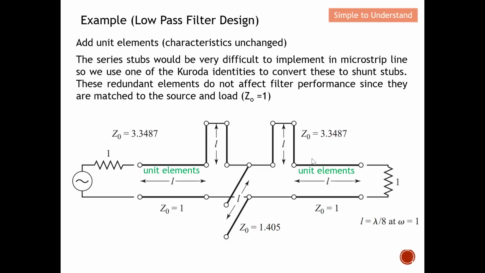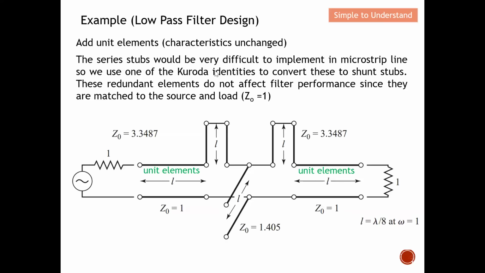Let me explain here. When I add the unit element, if the characteristic impedance of the transmission line is the same as the load, you can imagine that nothing will be changed. All the signal will be able to propagate. No reflection actually occurs because it's perfectly matched. So basically, when I add the unit element, nothing changes in terms of the characteristics of the filter. Let's say when you probe over here or you probe over here, nothing changed when you implement this unit element over here.